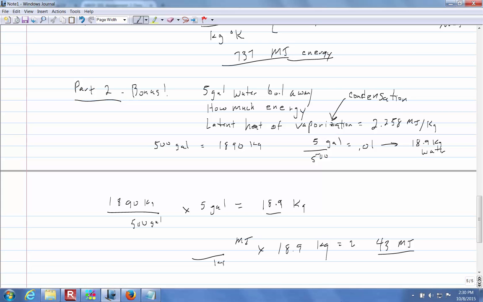That's the 2.258, which I tried to write there, didn't do a very good job of it. We're going to go through some test questions if you were interested. I've got to get to another class. Good luck. 2.258 megajoules per kilogram. That's the latent heat of vaporization, or in the other direction, condensation. Okay.